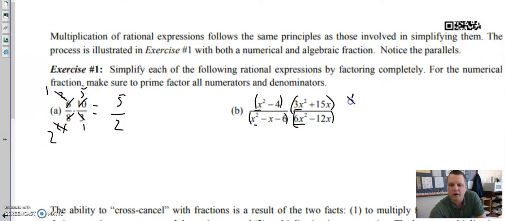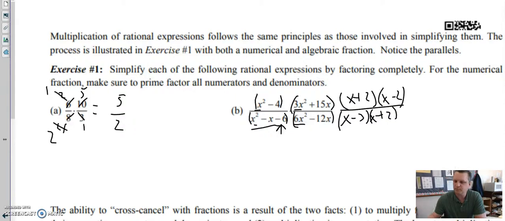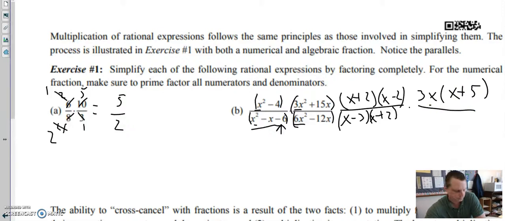X squared minus 4, x plus 2, x minus 2, difference of two squares. X squared minus 6, this one here, we have an x and an x. Factors of negative 6 that give me a negative 1 are negative 3, positive 2. Times, take out a 3x, it's a GCF. You're left with an x plus 5. All over, take out a 6x, you're left with an x minus 2.